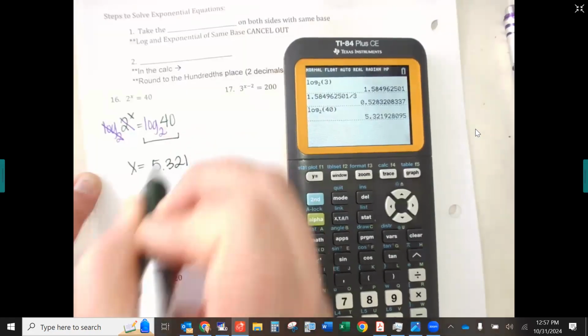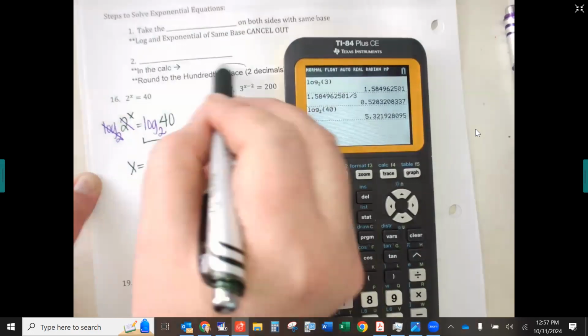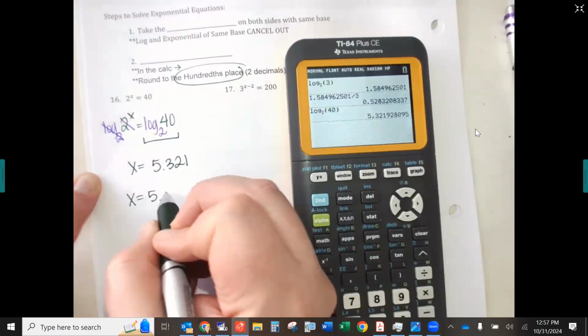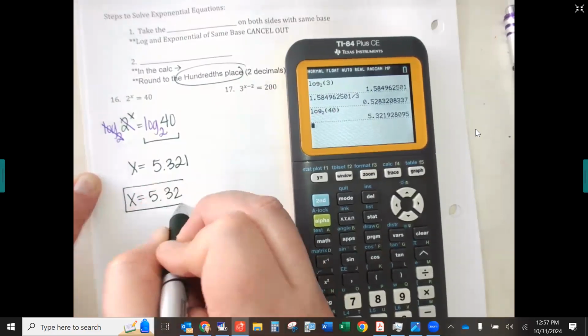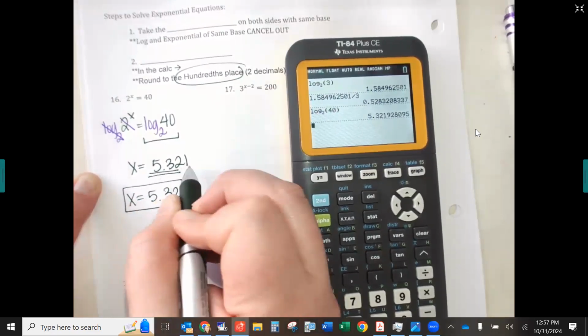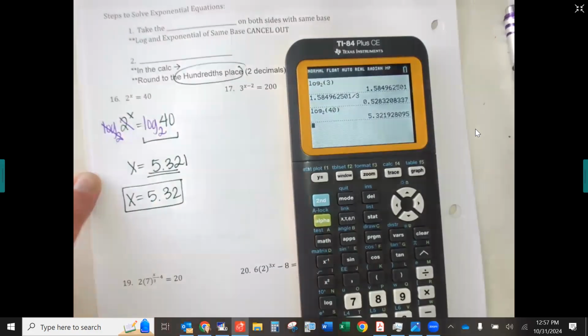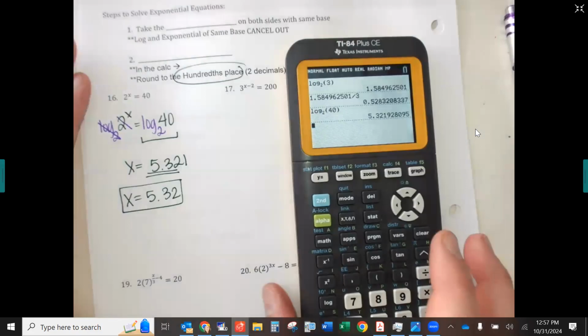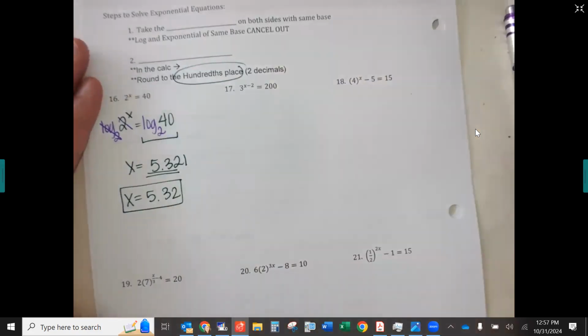Now for your homework, it's going to tell you to round to the hundredths place. So that means you would keep that as 5.32. However, after the 32, if this number was 5 or bigger, you would bump it up to 5.33. Okay, let's skip 17 and go on to 18.